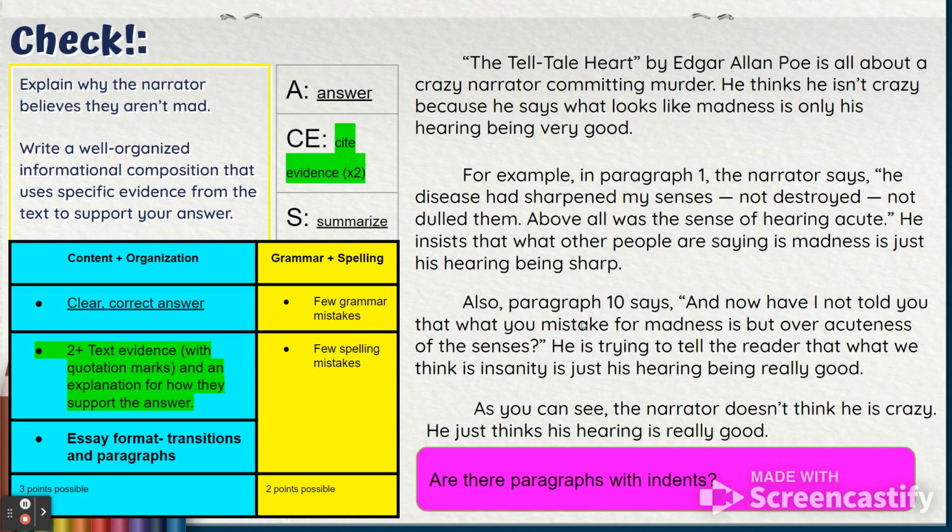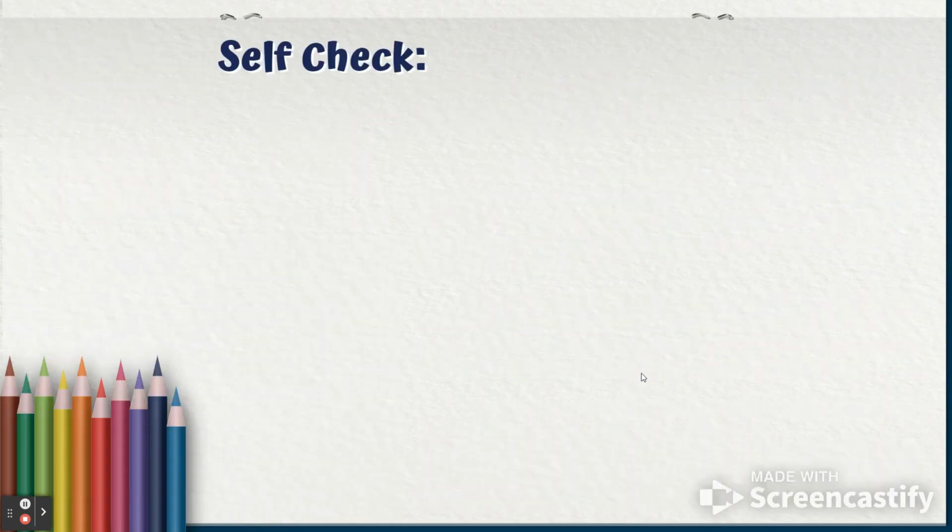Are there paragraphs that are indented? Yes. It's very clear to see where the paragraphs start because we are using indents for each of the paragraphs. Are there transitions? Yes. For example, also, and as you can see, are all transition phrases that help move the reader between the different paragraphs. So let's do a little self-check. How many of these do you know the answer to?